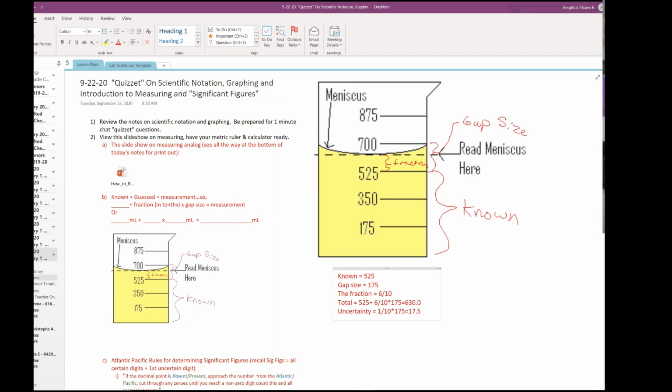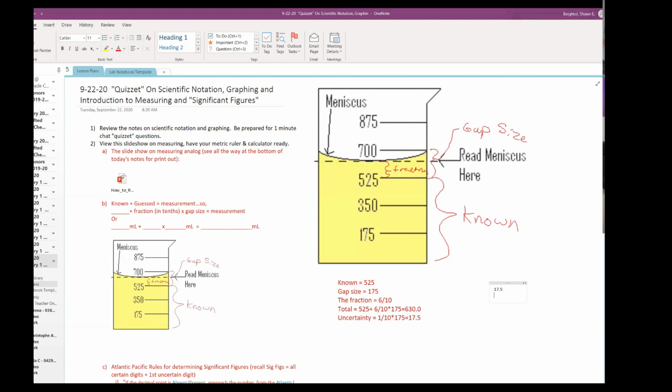It can go 5/10 or 0/10. What am I talking about? I'm talking about if it was 1/10, you'd have 17.5. If it was 2/10, you'd have 35.0. If it was 3/10, you would have 52.5, etc., etc.